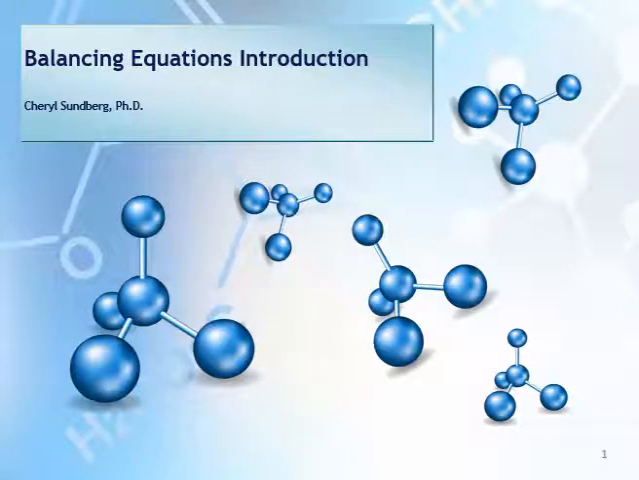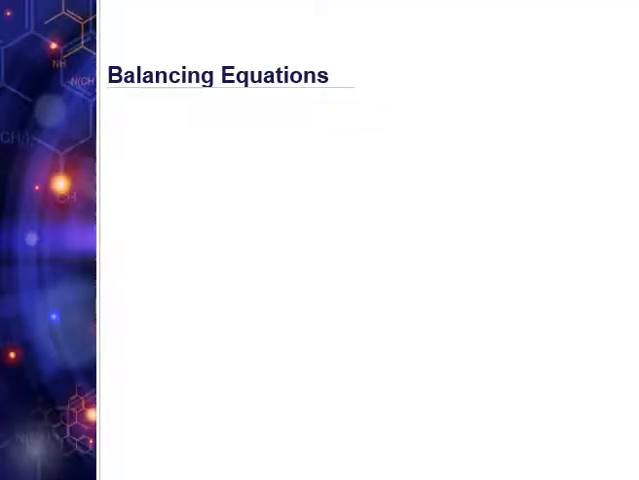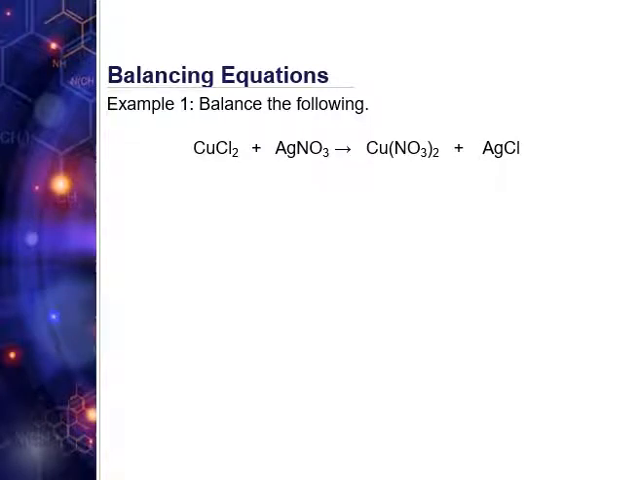Balancing equations, introduction. Example 1, balance the following. Copper 2 chloride plus silver nitrate yields copper 2 nitrate plus silver chloride.